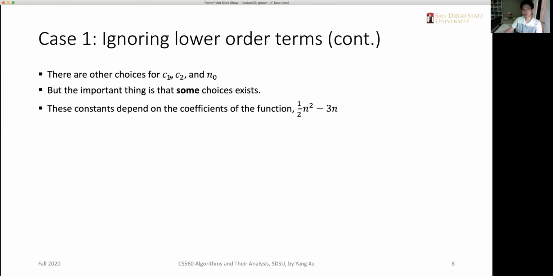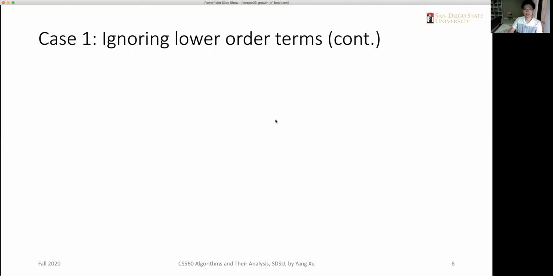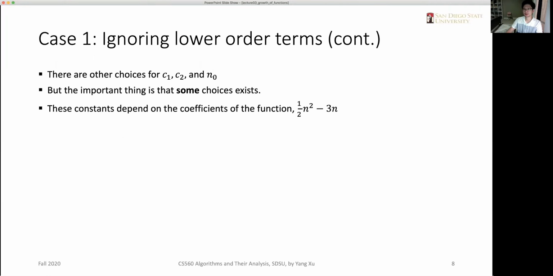And what those constant values are, they can depend on the coefficients of the target function. If the target function changes, then the corresponding C1, C2, and n0 also change. So that's our first example proving the big theta notation.